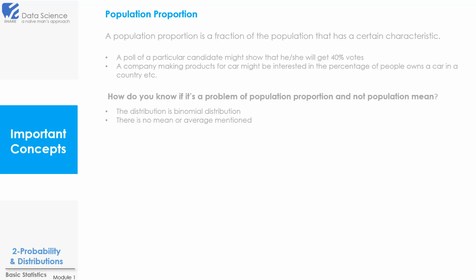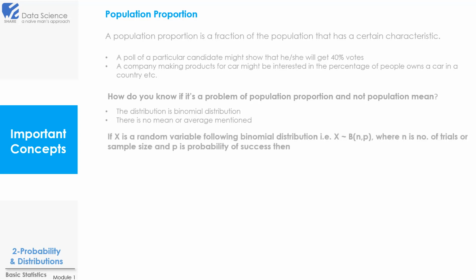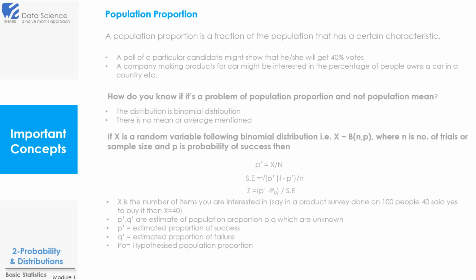Now let's see what the formulas for population proportion are. Let's say x is a random variable following binomial distribution. Here n is the number of trials or sample size and p is the probability of success. Then we have p hat is equal to x by n. Standard error is equal to square root of p hat into 1 minus p hat divided by n. And z is equal to p hat minus p naught divided by standard error.